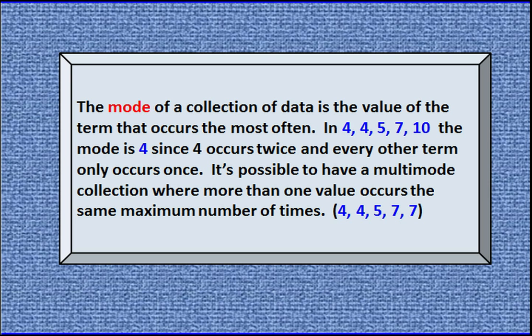The mode of a collection of data is the value of the term that occurs the most often. In the series 4, 4, 5, 7, and 10, the mode is 4 since 4 occurs twice and every other term in the series only occurs once. It's possible to have a multimode collection where more than one value occurs the same maximum number of times. For example, the series 4, 4, 5, 7, and 7 has two 4s and two 7s.